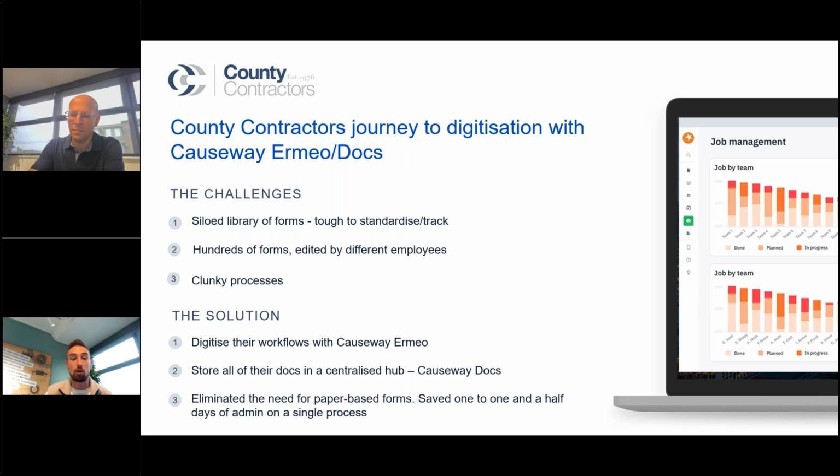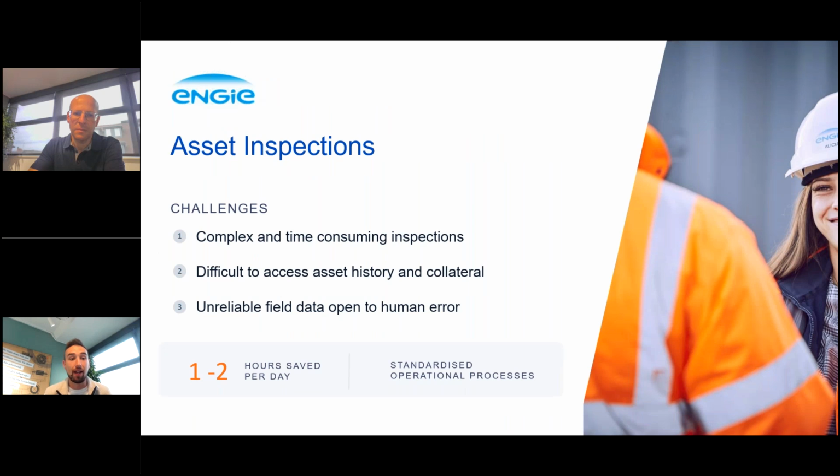So next up, we also then have NG. So again, before Causeway Ermeo, the inspections for installations were done on paper and spreadsheets and these carbon copy booklets. As you can imagine, processes like this are fairly complex, time-consuming, and open to human error. And this often led to costly consequences.